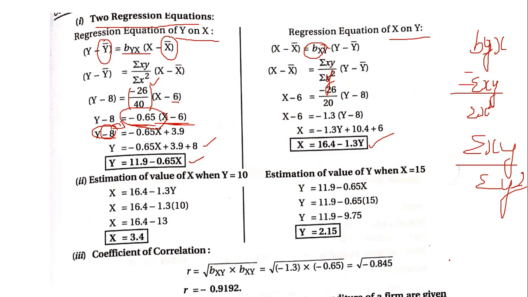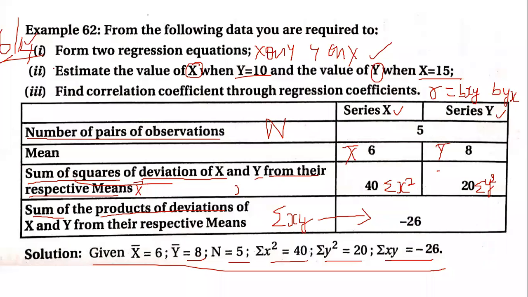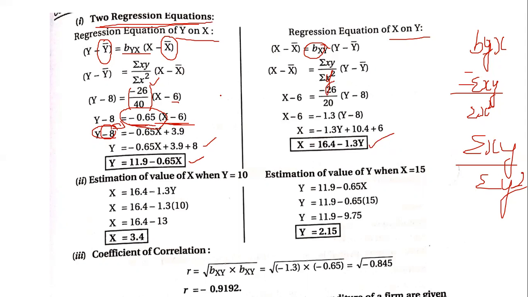Okay, now once we get the equations, this was our first question, to find the regression equation. Now let us go back to the question and check the second question: estimate the value of x when y is equal to 10 and the value of y when x is equal to 15. So first, the value of x when y is equal to 10.